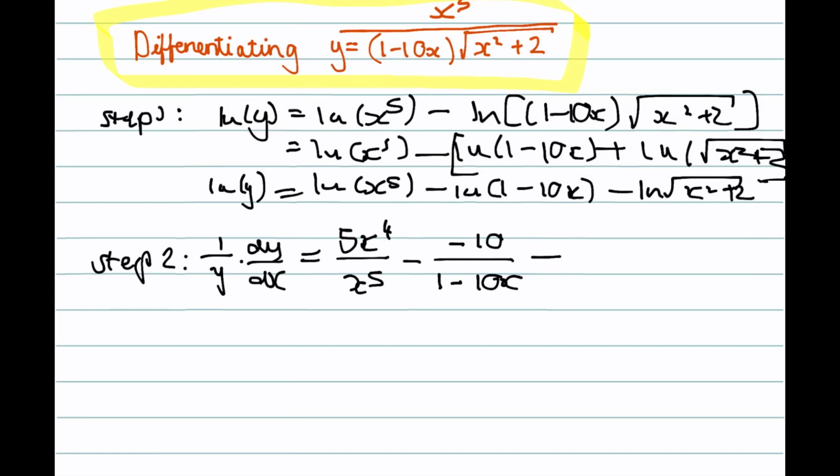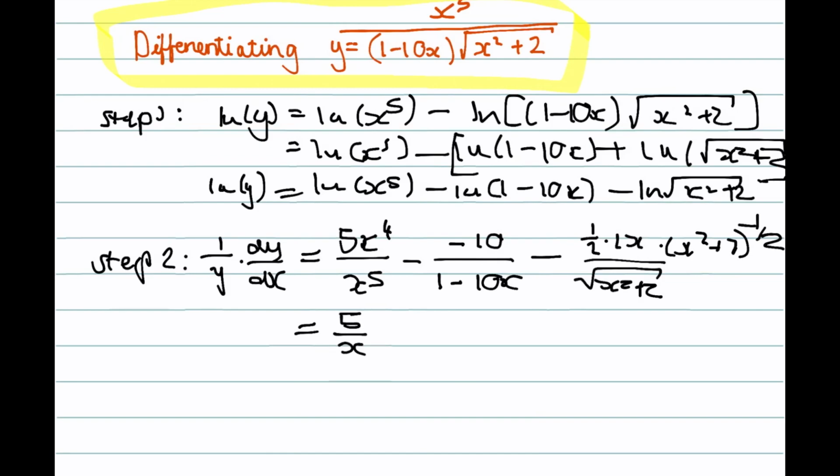Looking at the last term, that's going to be minus 1 over root x squared plus 2 times the derivative of that, which would be a half 2x times x squared plus 2 to the minus a half. If we simplify this, we'll get 5 over x plus 10 over 1 minus 10x minus x over x squared plus 2.